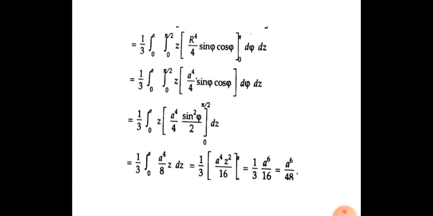Now applying the upper and lower limits, we will get a⁴/8 integral of z dz. Integration of z is z²/2. That is 1/3 into 1/8 into 1/2, a⁴ z²/16. The upper limit a to the power 4 into a², a⁶. Therefore the answer is a⁶/18.